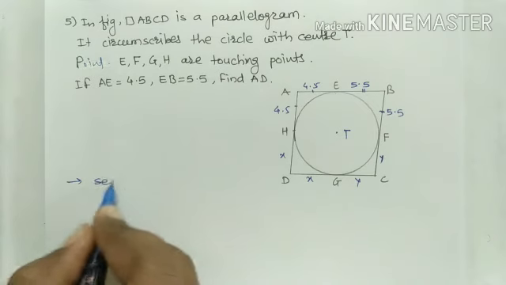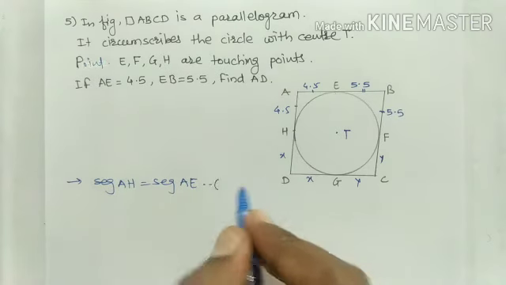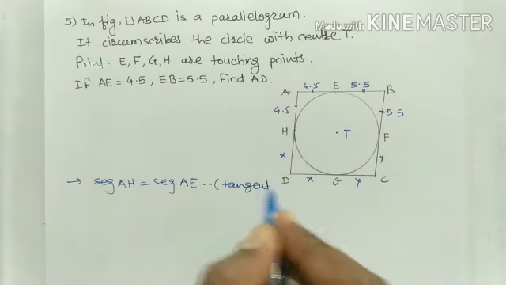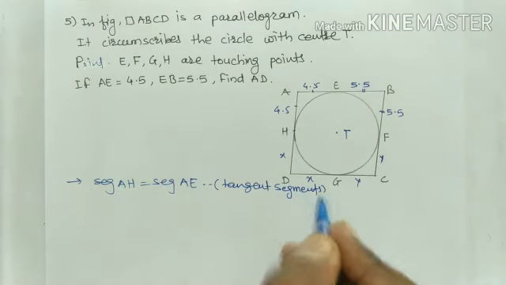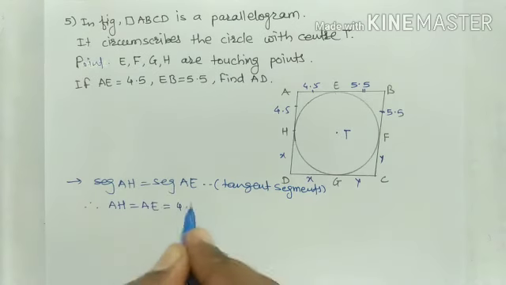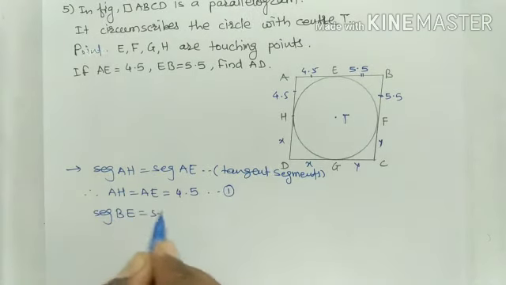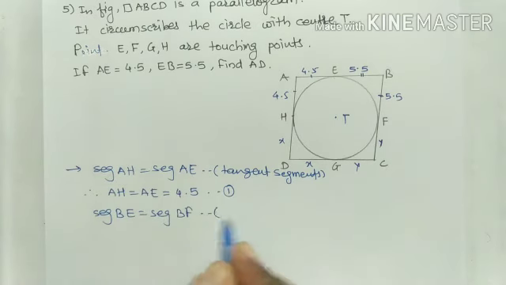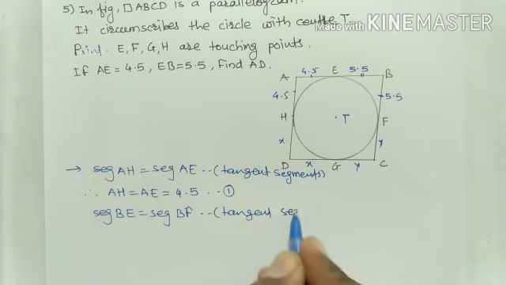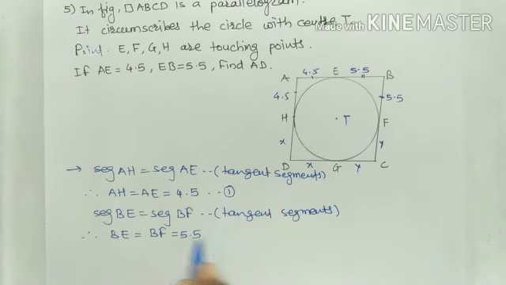Here segment AH equals segment AE, tangent segments, and therefore AH equals AE equals 4.5. Number 1. Similarly, segment BE equals segment BF. These are also the tangent segments, and therefore BE equals BF equals 5.5.